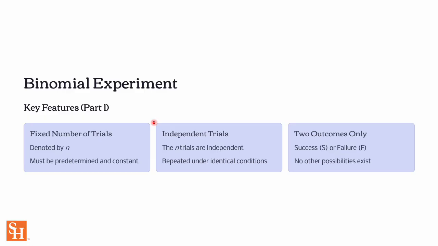So if we throw the coin 10 times, then each throw must be independent, and we have to repeat the process under identical conditions. And we will always have two outcomes for a binomial probability distribution, which we call failure or success. For example, if we throw a coin, then either head or tail might appear, right? And we can denote either the head or the tail as success and the other as failure.